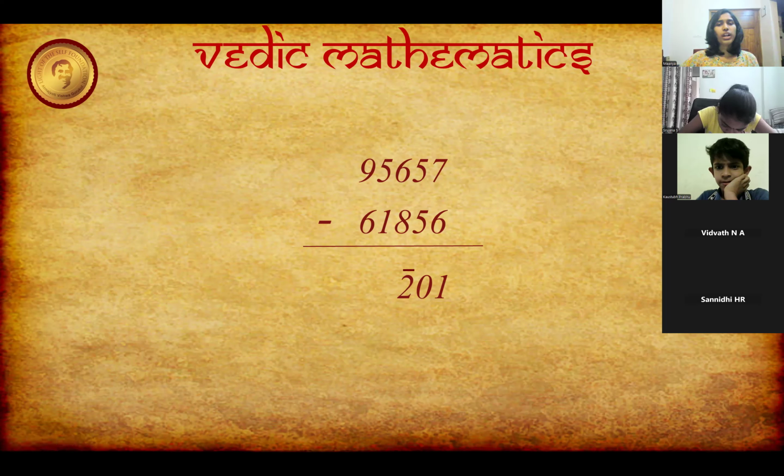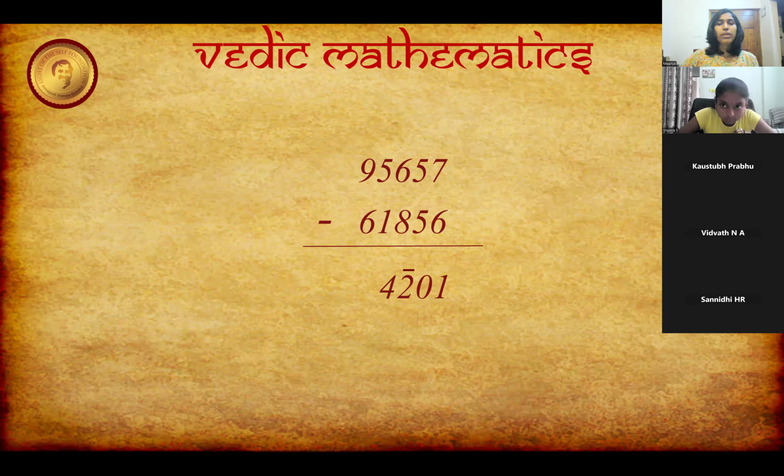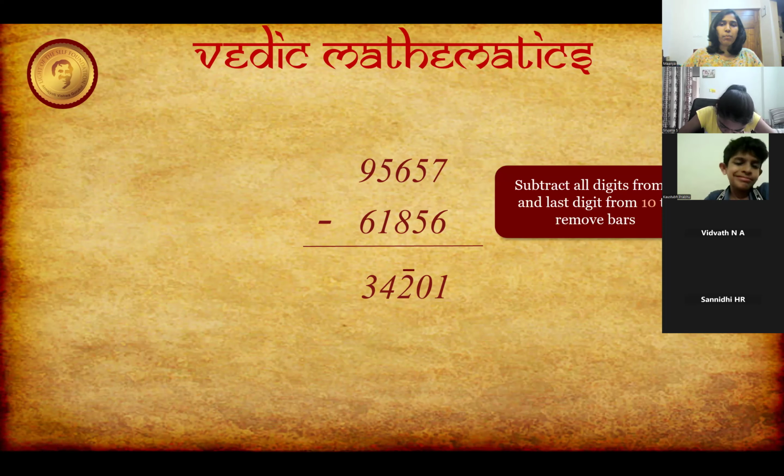Now, 5 minus 1, again, it's simple. It's just 4, the conventional thing. And 9 minus 6 finally is 3. Now, how do we go to the next step? Very simple. Same thing. Subtract all digits from 9 and the last digit from 10 to remove the bar. Remember, this is only for the bar, not for the numbers that don't have a bar on top. So 1 and 0, we write as is. Only 2 we subtract from 9 or 10.